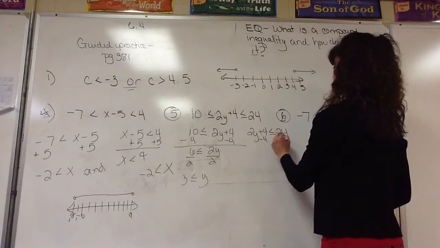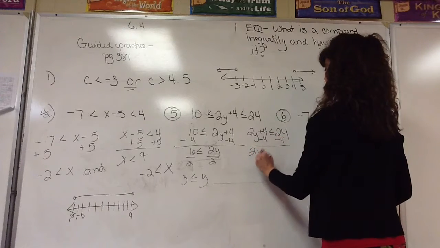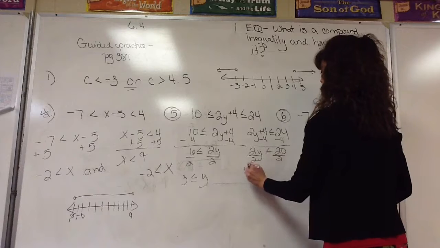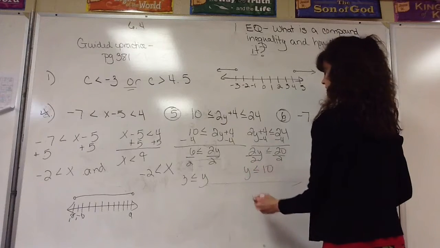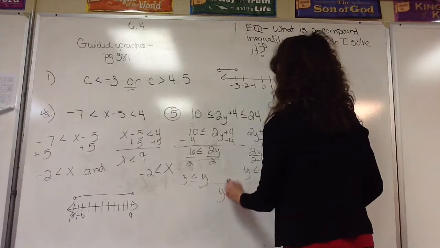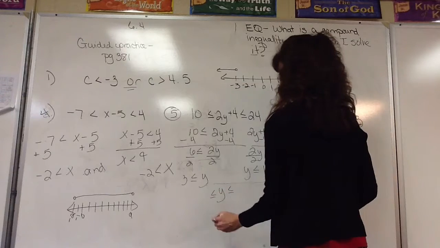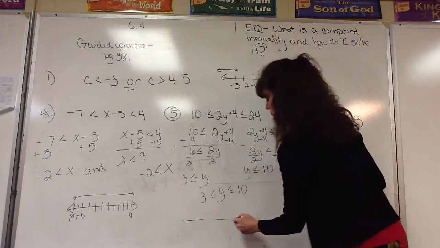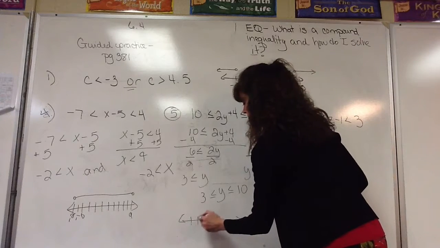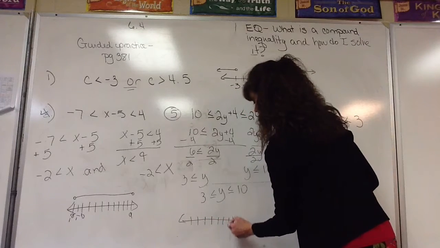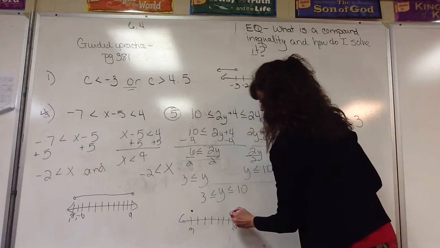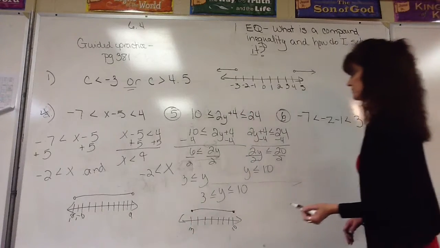Now I'm going to subtract 4 from both sides here. We have 2y is less than or equal to 20. Divide both sides by 2. Y is less than or equal to 10. Okay, so y is greater than or equal to 3 and less than or equal to 10. And then we'll graph that. 6, 7, 8, 9, 10. Here's 3. Solid dot, highlight everything in between.